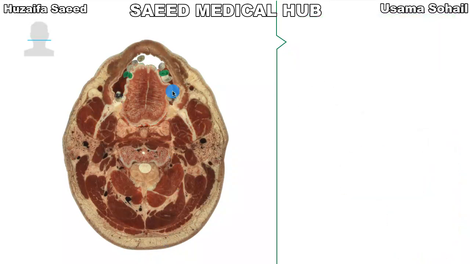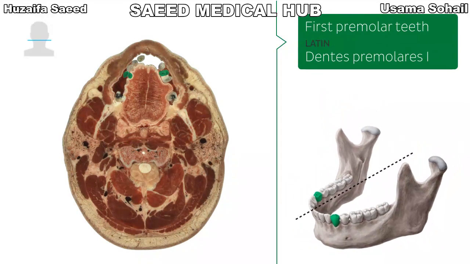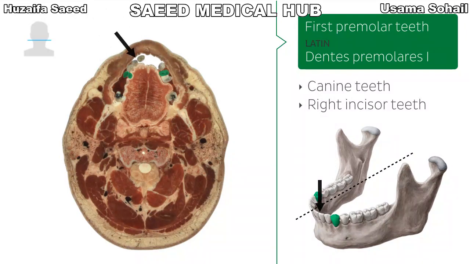Anterior and lateral to the tongue, we can see some teeth. The teeth highlighted in green are the first premolar teeth. And as we can see here, they're the fourth teeth from the midline. In both the cross-section and this image, we can also see the canine teeth, as well as the right incisors. However, we can't see the left incisors in the cross-section.